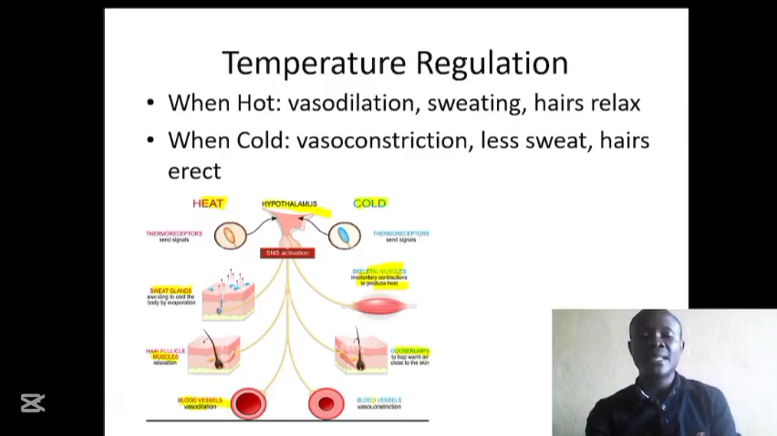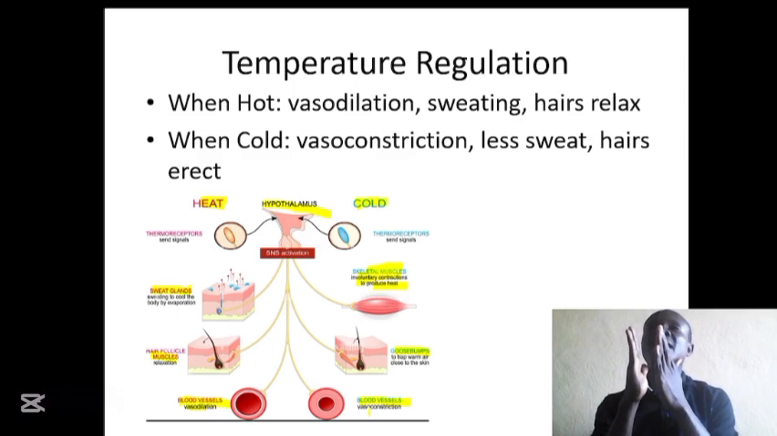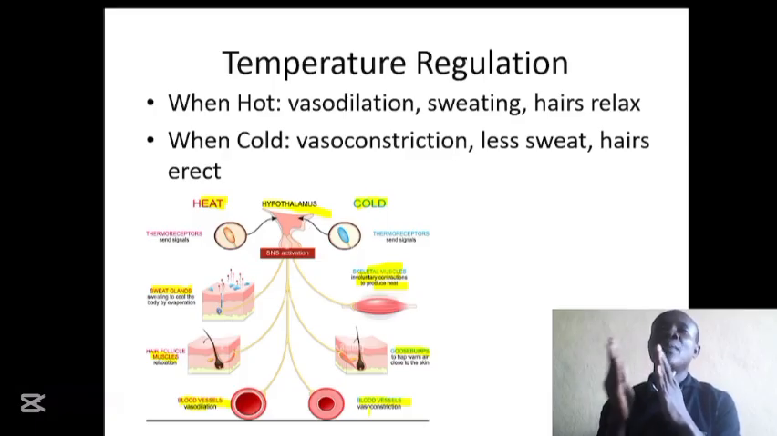And lastly, the blood vessels will undergo what we call vasoconstriction. So the blood vessels closer to the surface of the skin will become constricted. That means they will become narrow. In that case, less amount of blood will pass through them. As less amount of blood passes through them, less amount of heat will be lost to the environment.